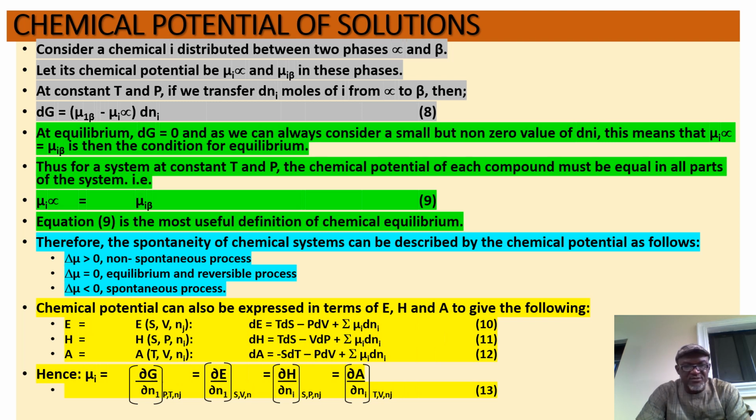Now, just like we define chemical potential in terms of G, we can also define it in terms of E, H, and A, that is internal energy, enthalpy, and Helmholtz free energy, respectively. So you can see that as equations 10, 11, and 12. All the equations we know before are there, except that we're now adding the chemical potential term, which therefore means that the chemical potential is the partial derivative of Gibbs free energy, internal energy, enthalpy, and Helmholtz free energy with respect to Ni.